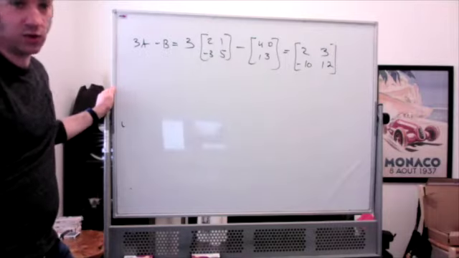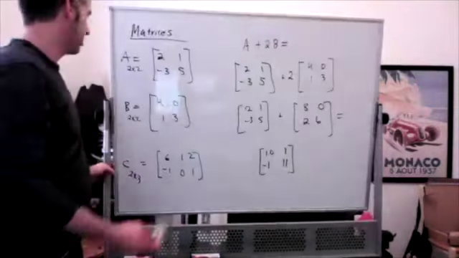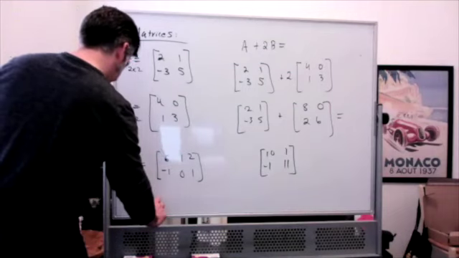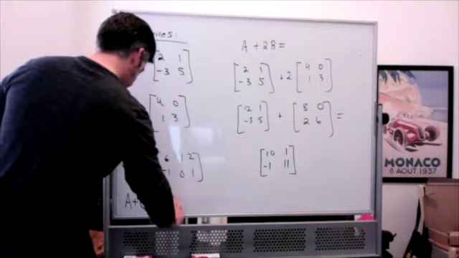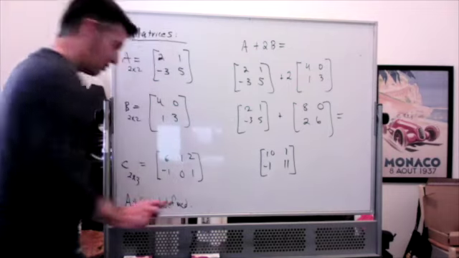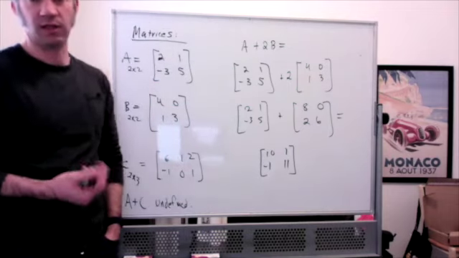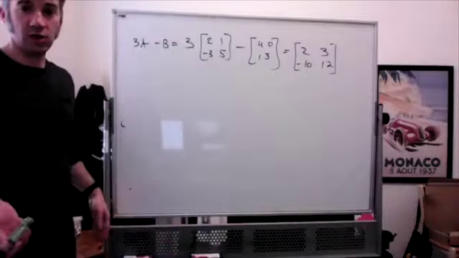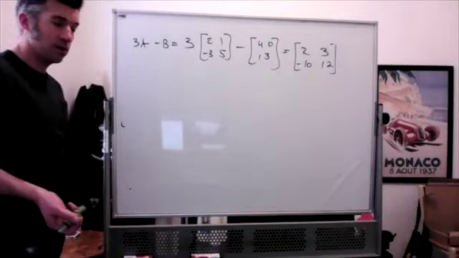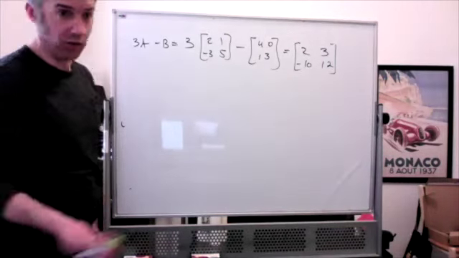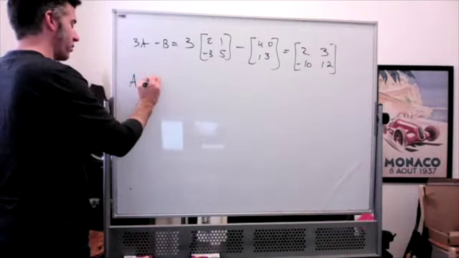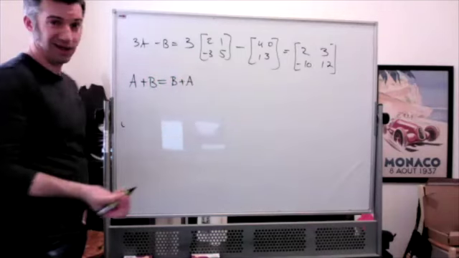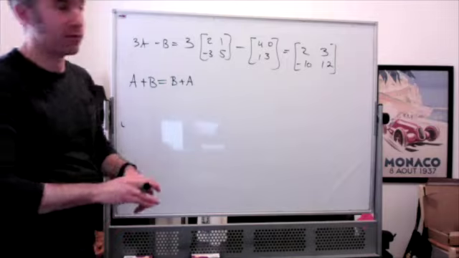But we could not do A plus C. A plus C, not defined. C plus A, also undefined. C plus B, also undefined. I should say, matrix addition, just like regular addition, works the same in any order. So it is definitely true that A plus B is equal to B plus A. I don't want to calculate them, but I think you guys can see that.